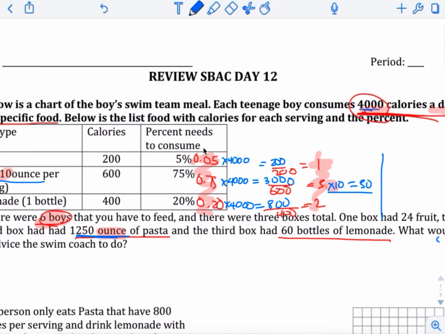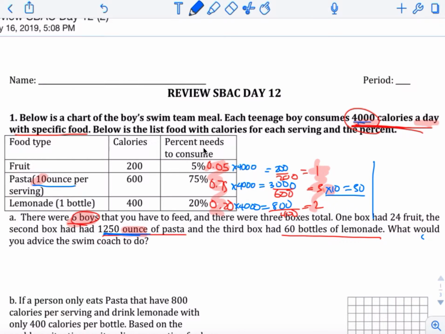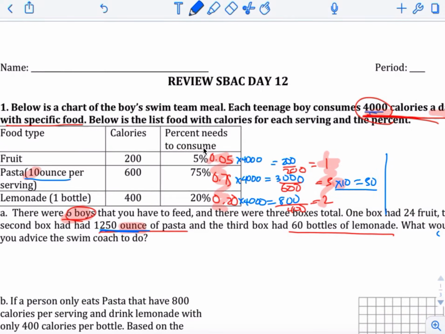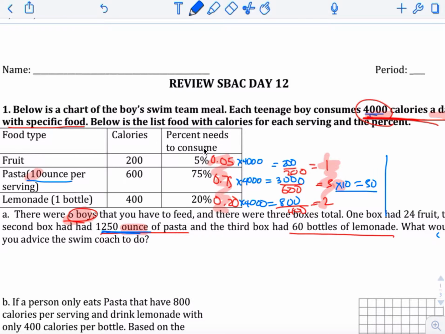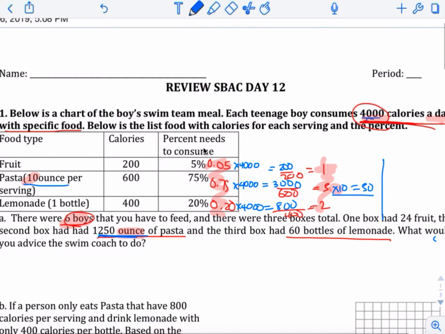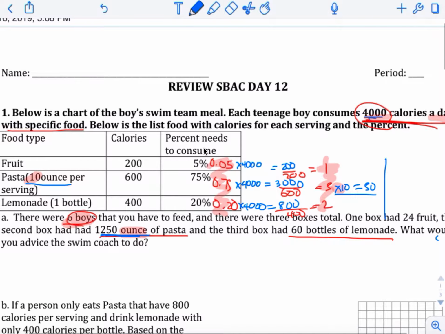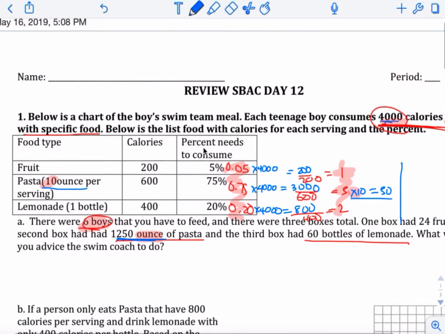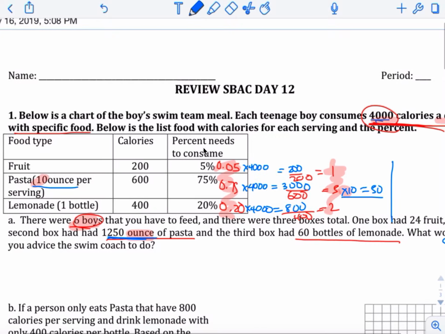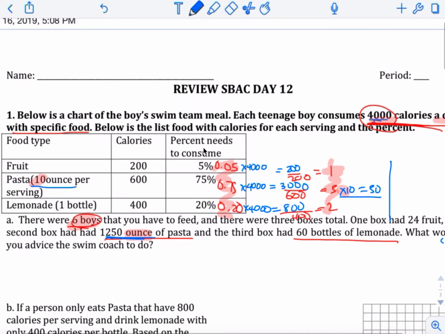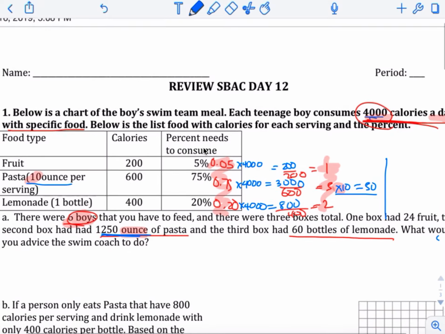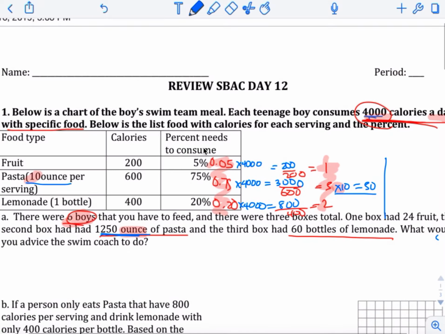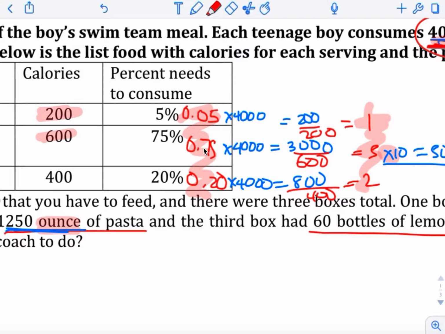So there are 6 boys, how many days? What would you advise the swim coach to do? Okay, I'm assuming it's only for 1 day, 6 boys. Each team below is a chart, swim team. Each teen boy consumes 4,000 calories a day, with specific food below. Below is the list of food with calories for each serving and the percentage. So multiply by the percent times that and then divide by this number here. That's where I got this from, okay?